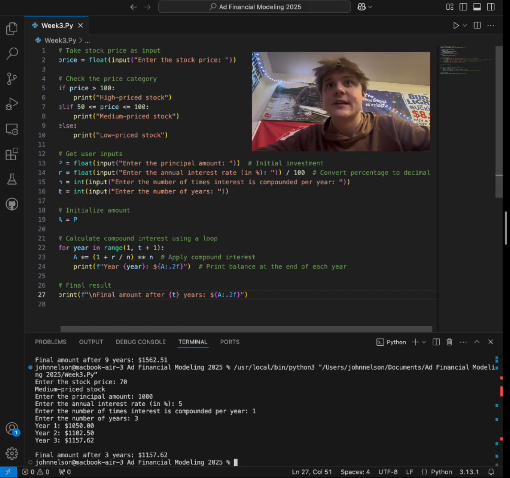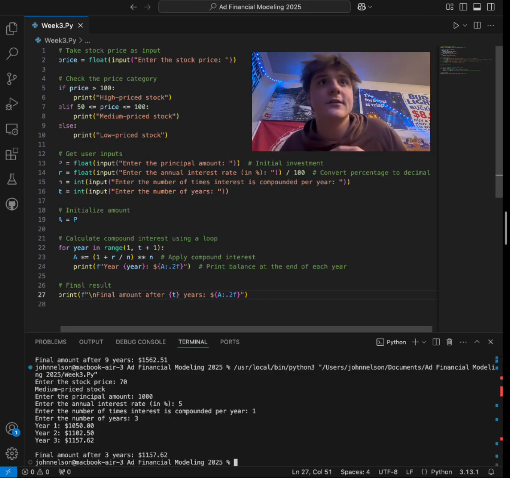We were asked to do 6 exercises today, and the first was to write a program that takes a stock price as input. If price is greater than 100, print highest price stock. If 50 is less than or equal to price, and price is less than or equal to 100, print medium price stock, and if price is less than 50, print low price stock.